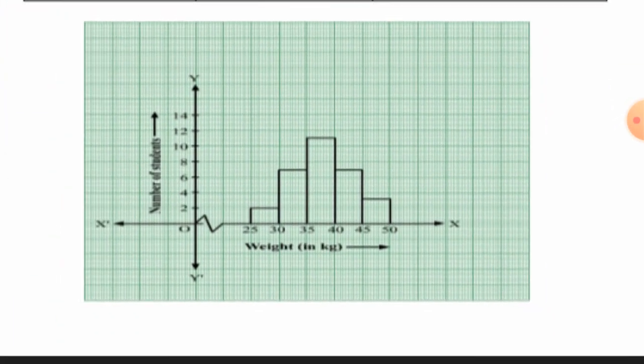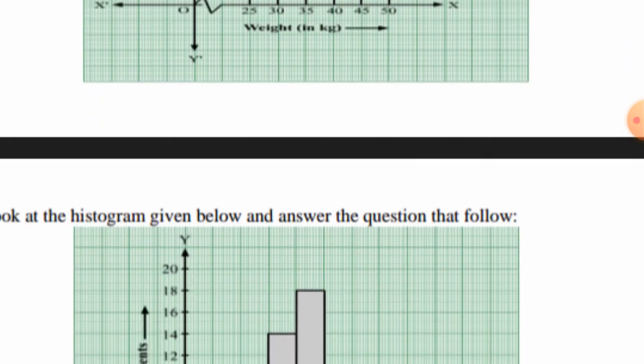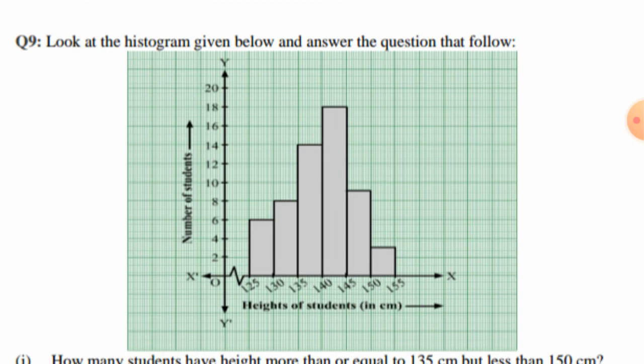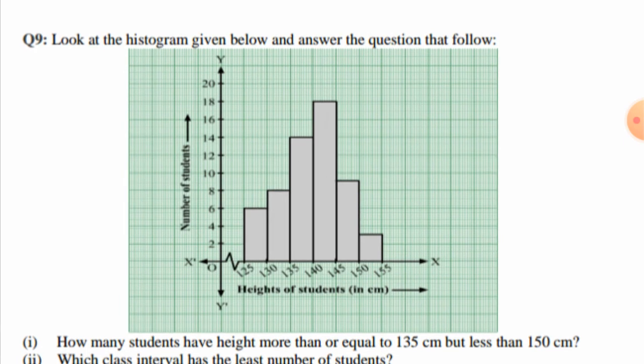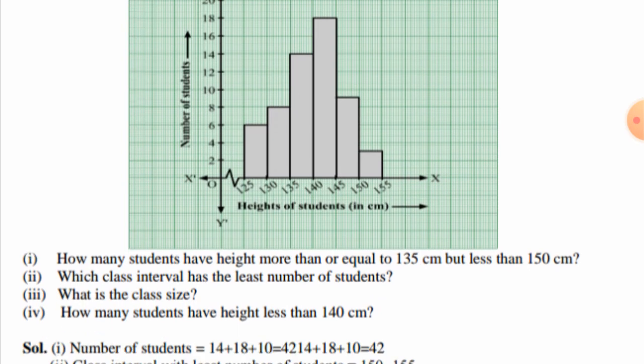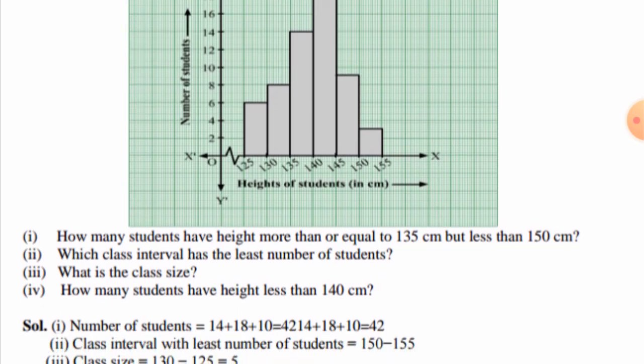Now in the same way we can see question number 9. In question number 9, look at the histogram given below and answer the questions that follow. So here this histogram is given, and by looking at this histogram we have to answer the following questions. How many students have height more than or equal to 135 centimeters but less than 150 centimeters?